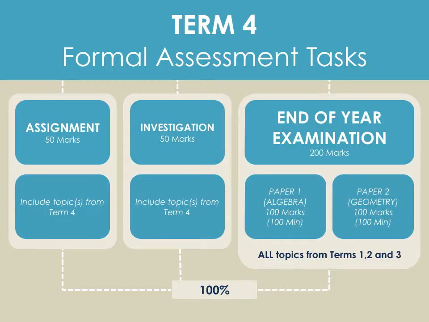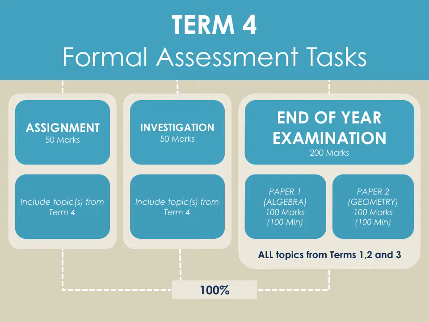In term 4, there's an assignment and an investigation, each forming part of the final mark, but also your end-of-year exam, which has paper 1 and paper 2. And if you have a look at the mark allocation, when the assignment is 50 marks, the investigation is 50 marks, and then of course your end-of-year examination is 200 marks. All 3 of those, or 4 if you count in both the exam papers, add up to the 100% for term 4.